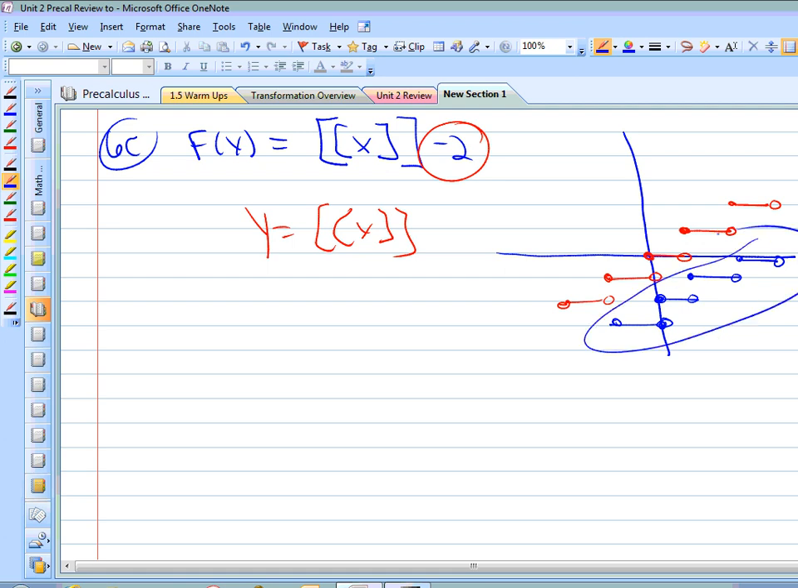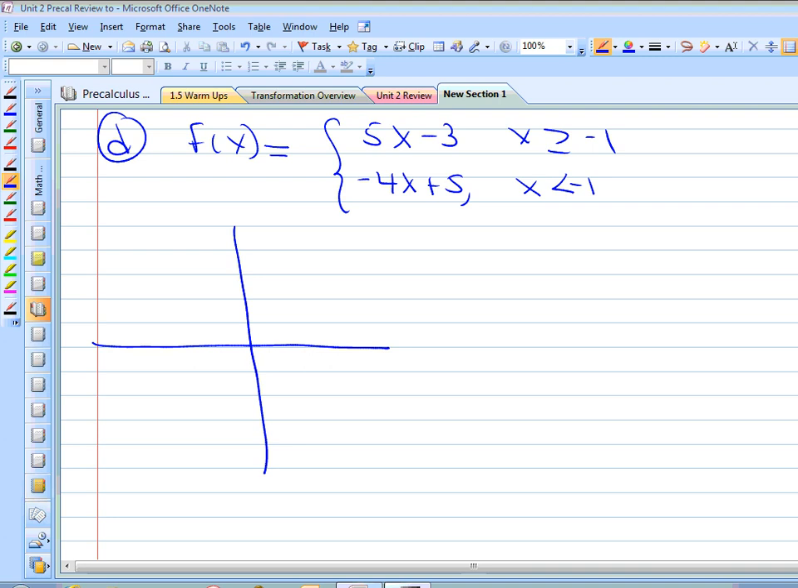Not too hard, you just got to really know those starting points. And if you're doing any transformations, you're going to take this point and this point, move them and connect them. And then after you do 2 of those from the parent graph, you'll see the pattern. All right, let's move on to the piecewise function.